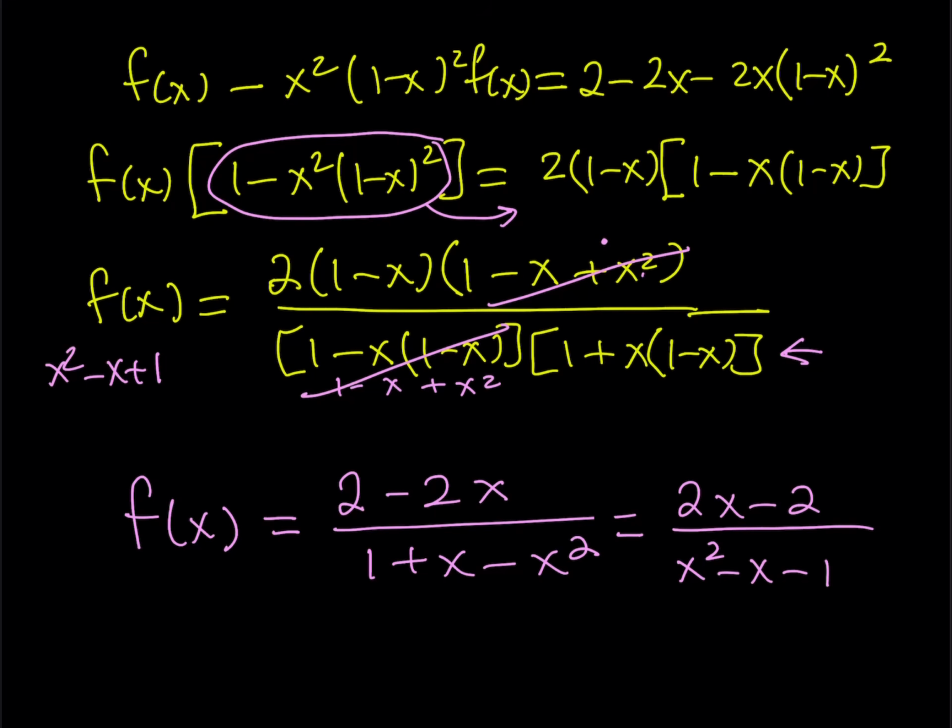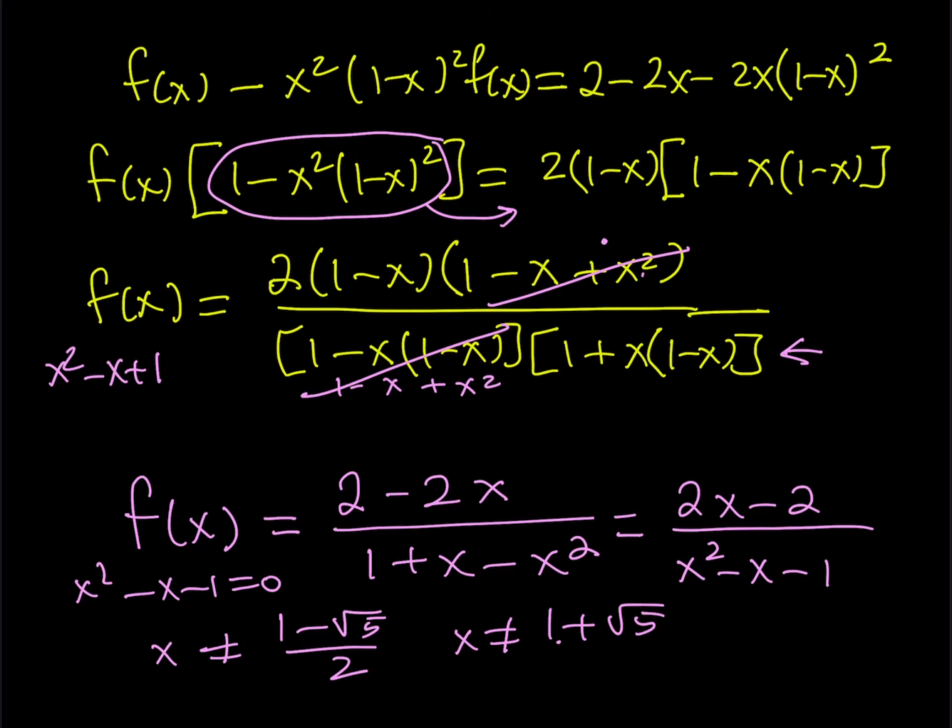If you go ahead and solve this equation, x squared minus x minus 1 equals 0, because you don't want that to be 0, we want to know which x values we are going to exclude. So from here, you basically get that x should not equal 1 minus root 5 over 2, or x should not equal 1 plus root 5 over 2. And what should that remind you of? The golden ratio, right? Hopefully that does make sense.